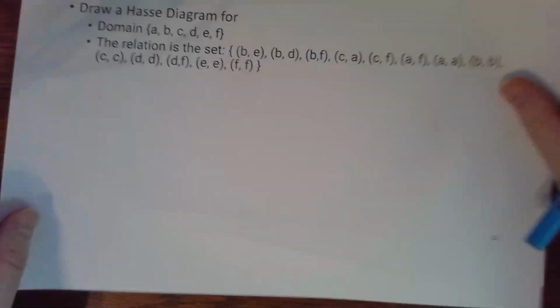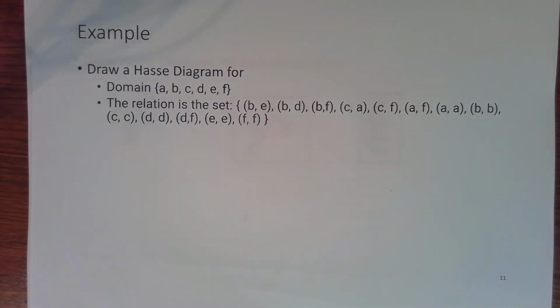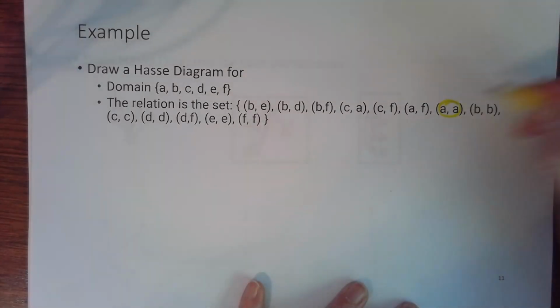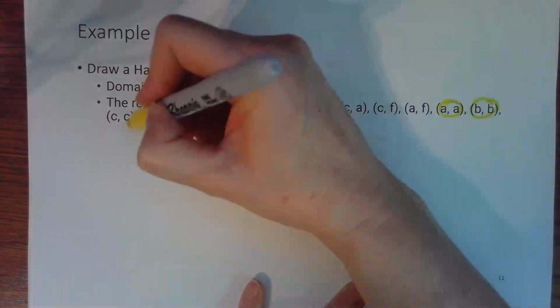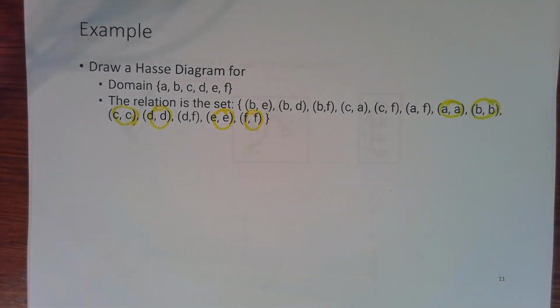All right, let's say that we were given the relation as a set of ordered pairs, and we wanted to draw the Hasse diagram. Okay, so this one is a little bit trickier, but once again, like we did before, we don't need to put in any of the reflexive ones, so this A to A, B to B, C to C, D to D, E to E, F to F, all of those, we don't need any edges in our Hasse diagram for that. And then we can also look for any edge that's in there because of transitivity.